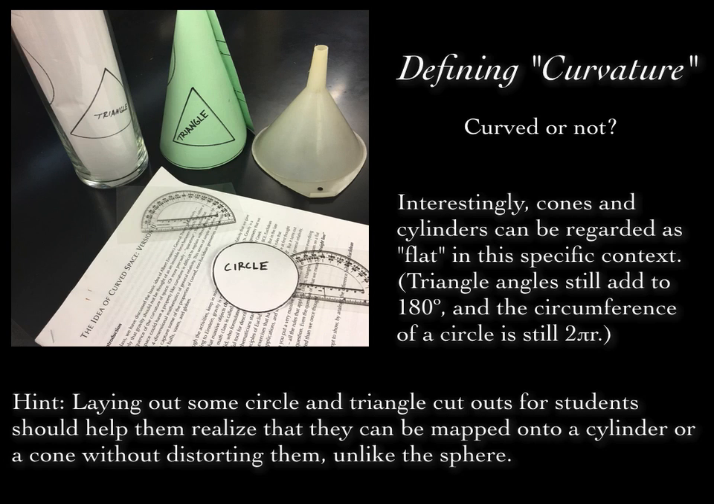They can also understand that certain surfaces that we would regard as curved in the colloquial meaning of the word, like a cone or a cylinder, actually are not curved in this precise mathematical sense that we mean in general relativity. In other words, if you draw a triangle or a circle on a cylinder or a cone, you can do so without distortion, and all the rules of Euclidean geometry apply.